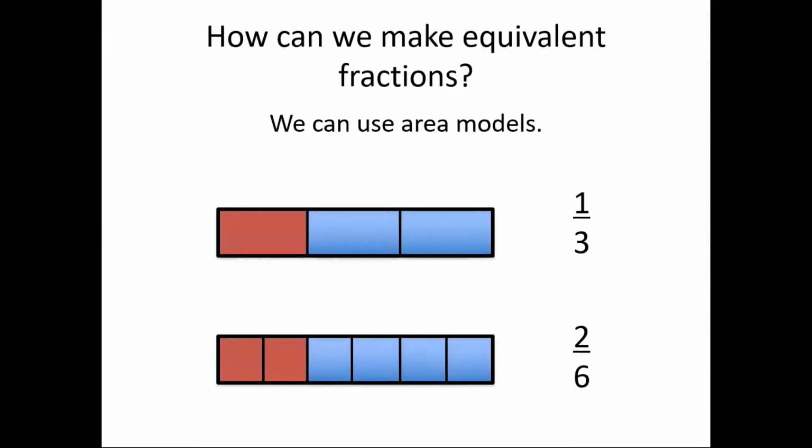How can we make an equivalent fraction? We can use an area model. The area of the red part in the first shape is equal to the area of the red part in the second shape. Here we have 1 red out of 3 parts, so 1 out of 3. The same area is divided into 6 parts, so 2 out of 6. So 1 out of 3 is equivalent to 2 out of 6. We can change from 1 out of 3 to 2 out of 6 by multiplying both the numerator and denominator by 2. So 1 times 2 equals 2, and 3 times 2 equals 6.